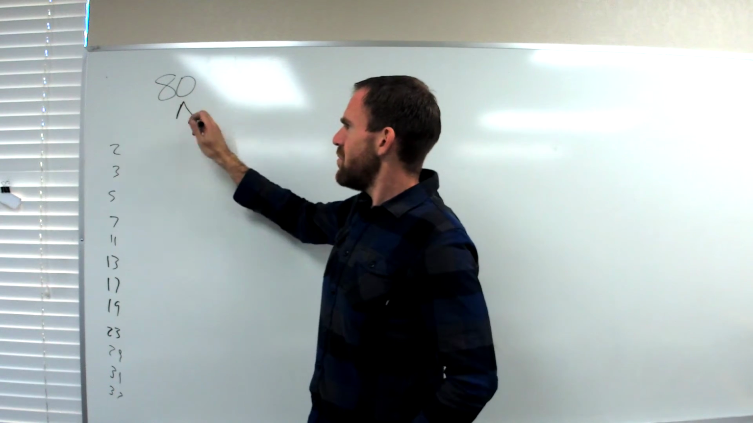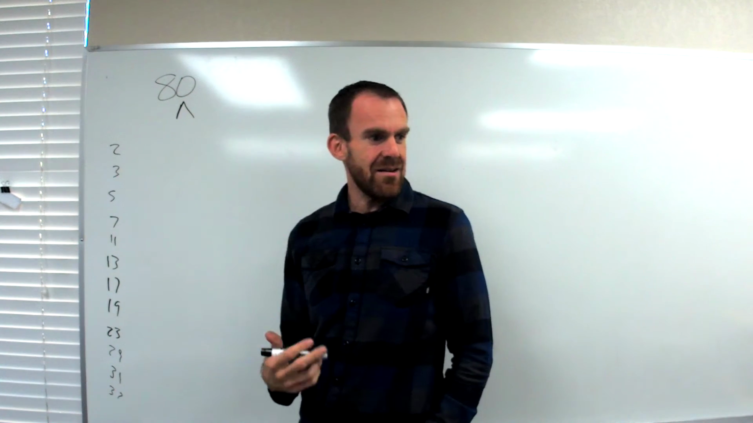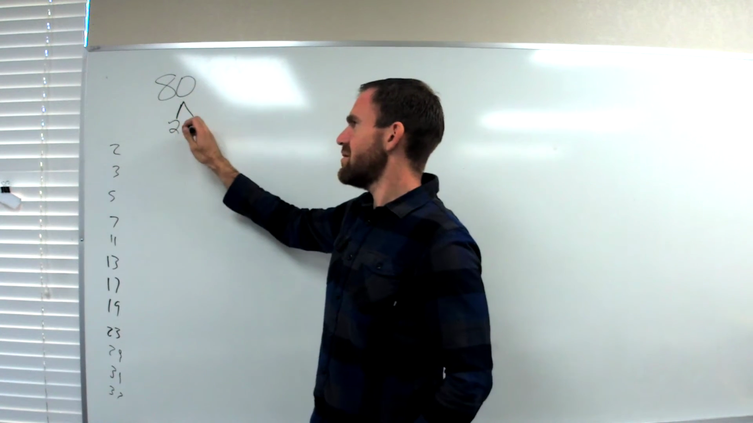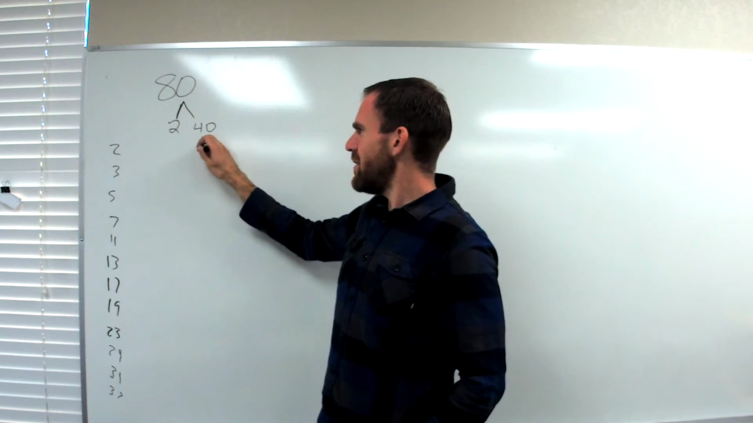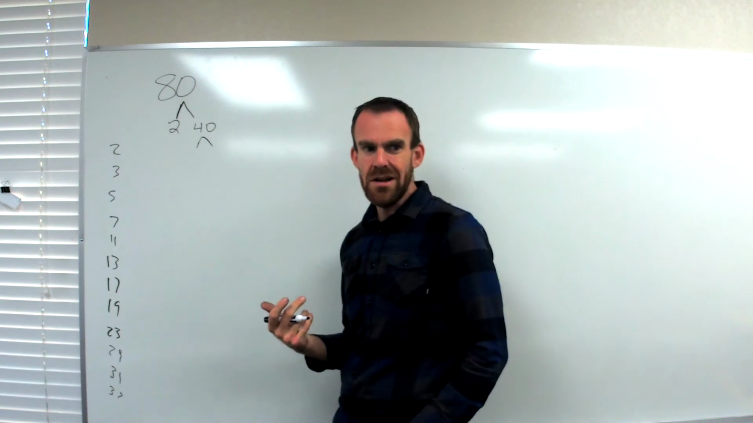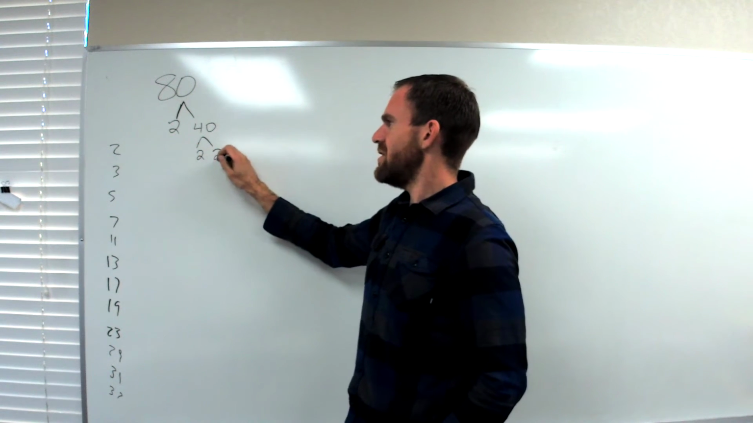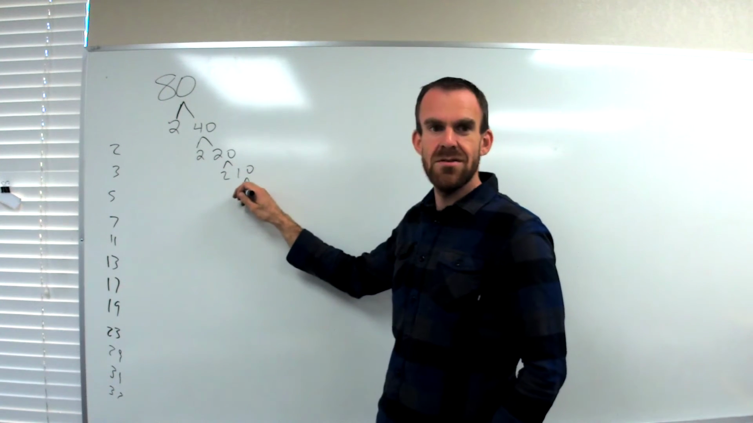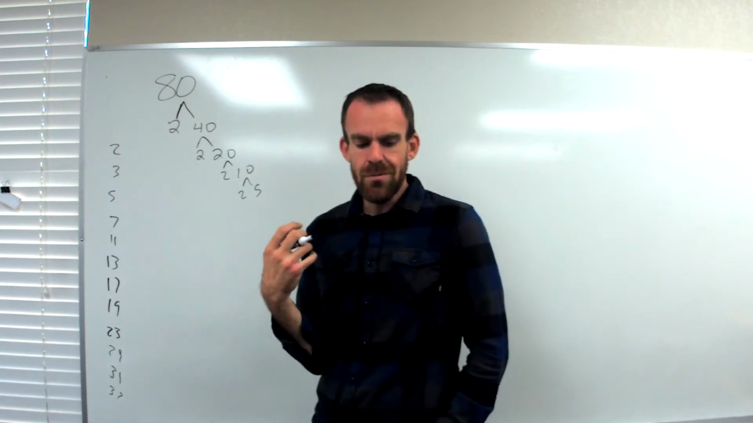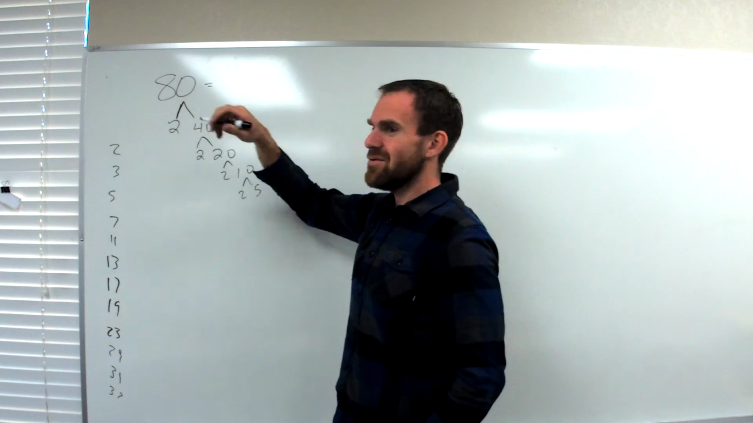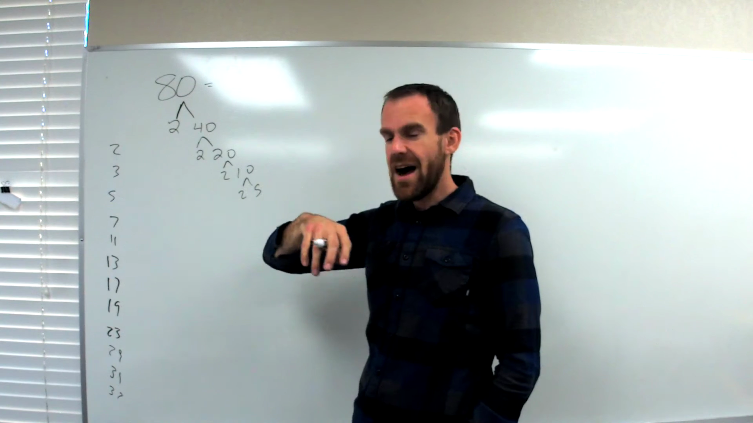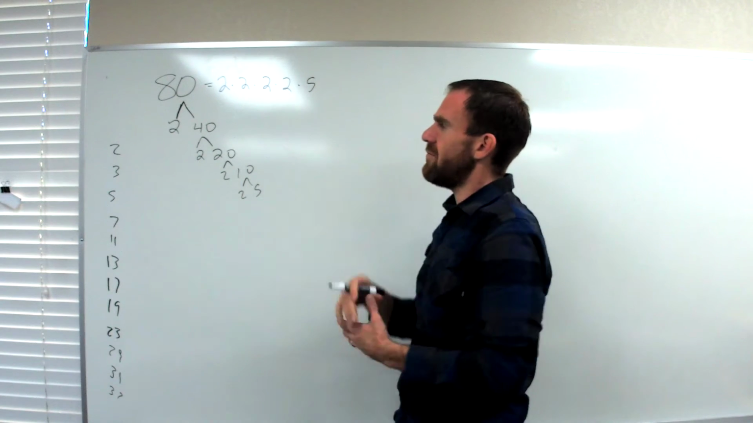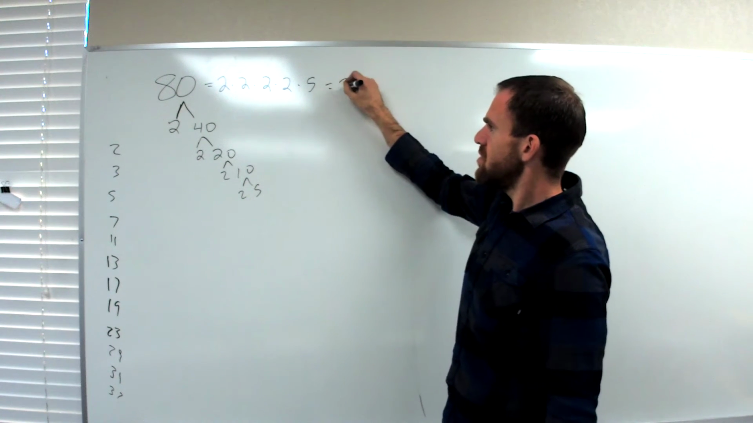So, what two numbers multiply to make 80? Let's try and get one of the ones from this list. How about 2 times 40, right? And then we can make the tree again. How would you make 40? 2 times 20. How would you make 20? 2 times 10. How would you make 10? 2 times 5. So if I wanted to write 80 as a product, which means multiply, of prime factors, it would be 2 times 2 times 2 times 2 times 5. Or 2 to the 4th times 5.